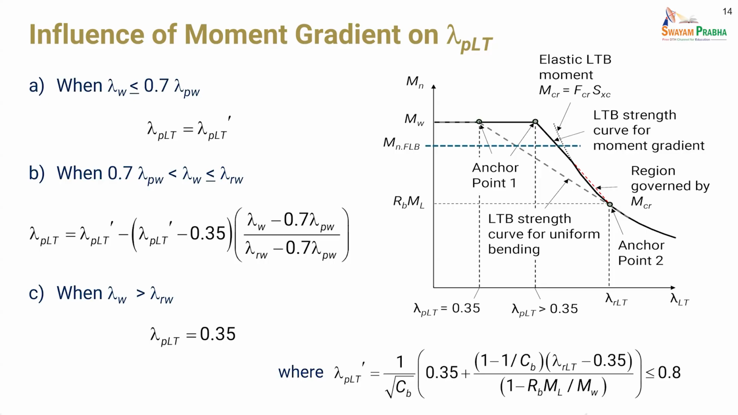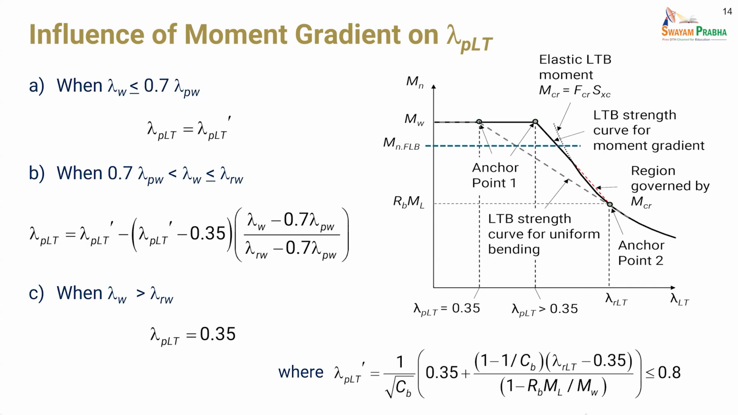the provisions in section F2 are actually doing a good job of predicting the experimental results, whereas the approach that we were looking at that worked well for slender web members wasn't working so well. It was tending to be quite conservative.